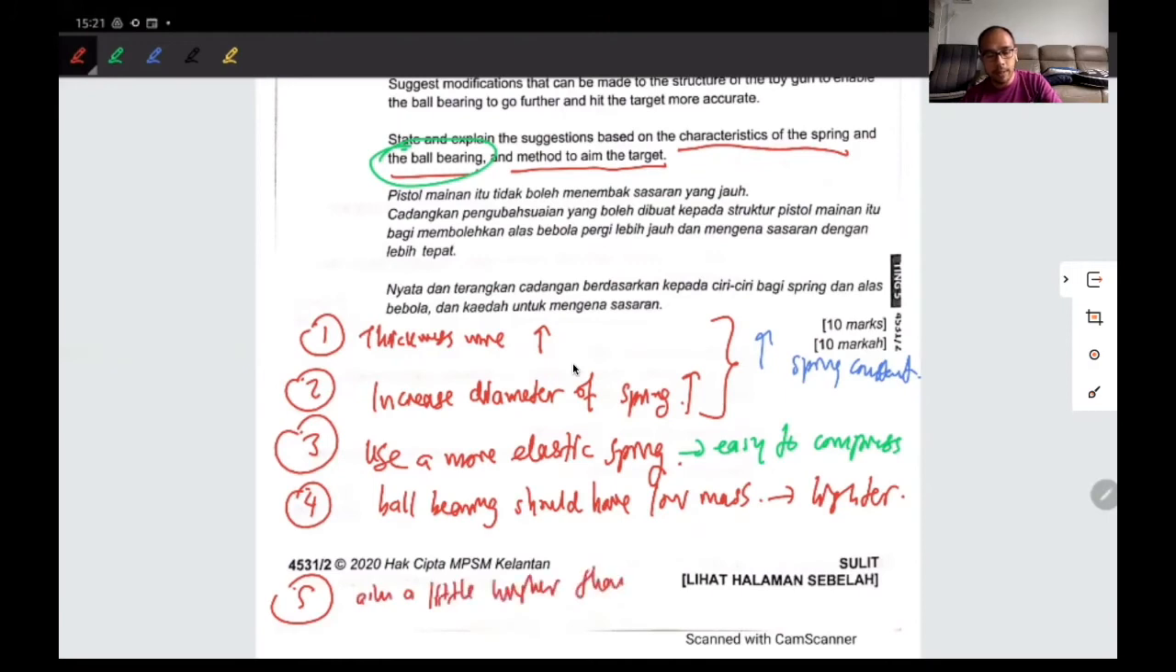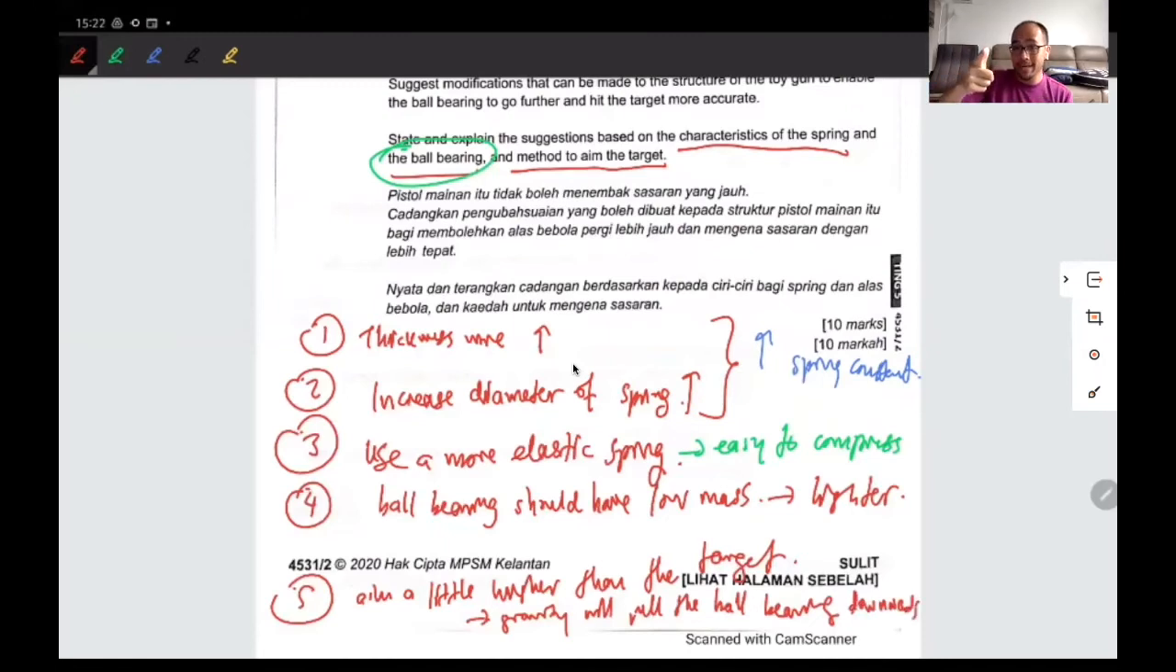Then the target. And then the reason will be gravity will pull the ball bearing. I have seen another answer. This is to compensate for gravity. It's a very high class answer, a good answer, but a little bit incomplete. This is a better answer. Gravity will pull the ball bearing downwards. You can actually write the word downwards. That's why you need to aim a little bit higher.